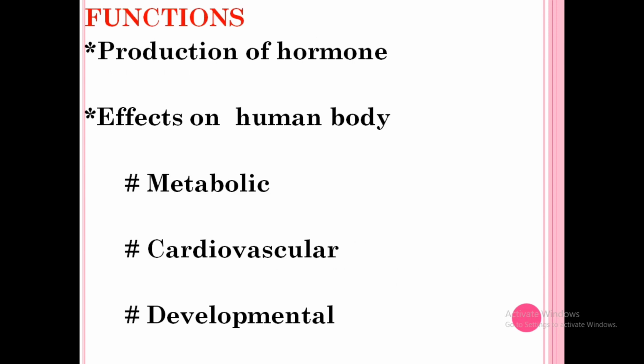Next we can see the functions of the thyroid gland. The primary function of the thyroid gland is to produce the thyroid hormones, that is T3, T4 and calcitonin. And how does it affect the human body? Thyroid hormones have a wide range of effects on the human body, and this includes metabolic, cardiovascular and developmental. First one, metabolic.